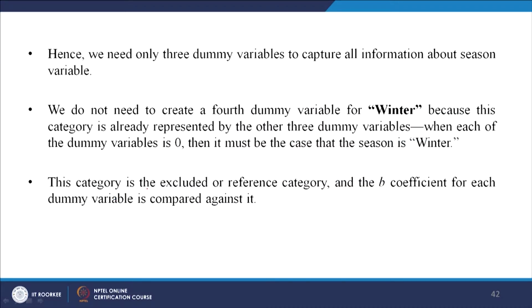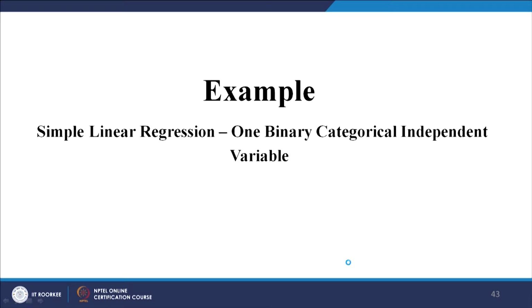One category is excluded, called the reference category, and the beta coefficient for each dummy variable is compared against it. That means you have one comparison or reference category, and every other variable is compared against this reference category. Let us see that. Now, how do you do it?